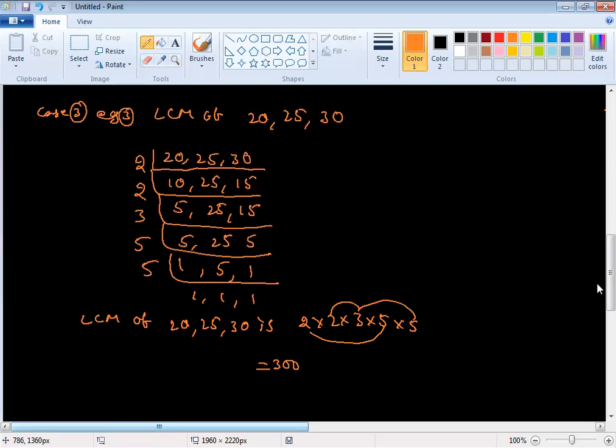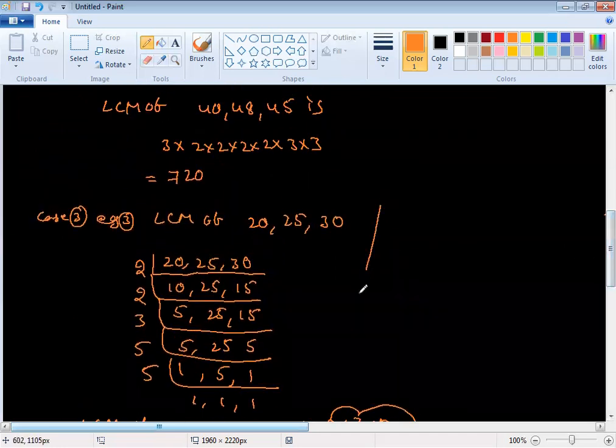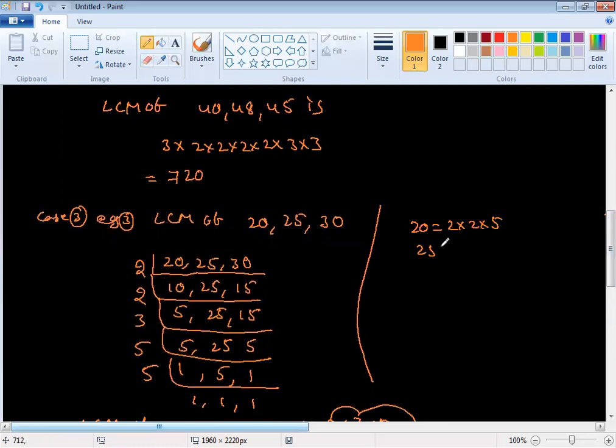See, for this question, I'm using the previous method. 20 is 2 into 10, again 2 into 5. 25 is not possible with 2, and not possible with 3 also, it is 5 into 5. And 30 we can write as 2 into 15, that is 3 into 5.